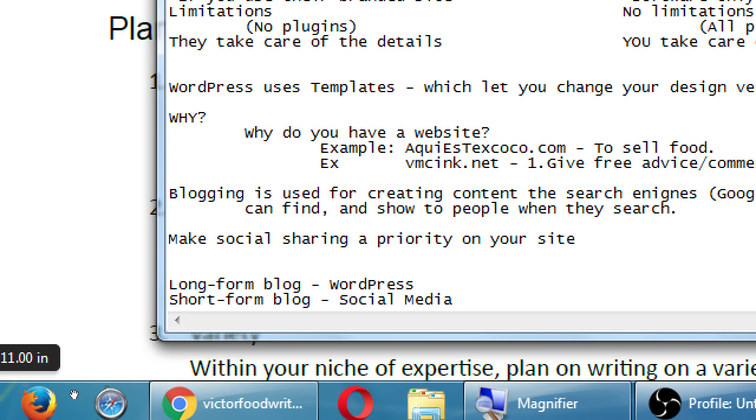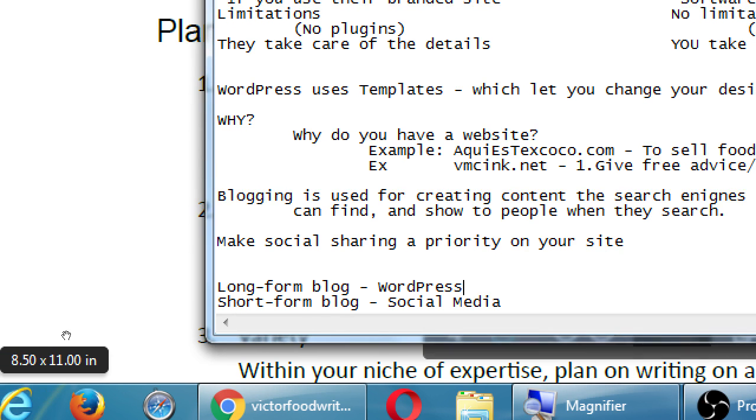These articles for Texcoco, that one about Huitlacoche, you know, it's a couple hundred words long, and we have a little teaser for it on Pinterest. Someone clicks on it on Pinterest, and then they come to read the whole thing on the blog. And then they're enticed, and then they order online, or they book a table.